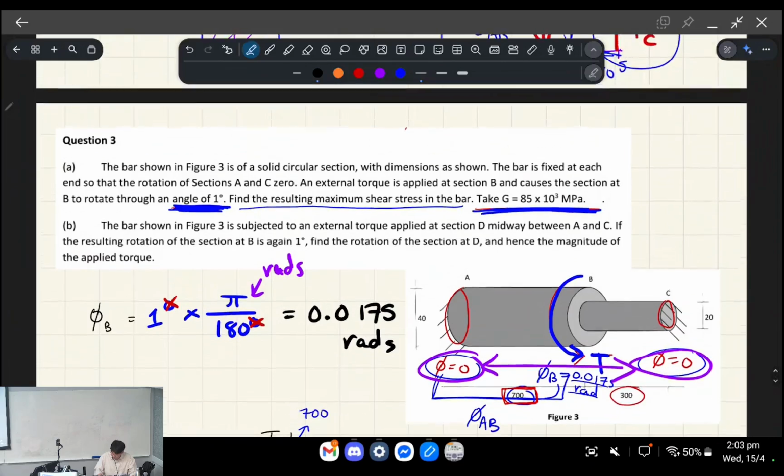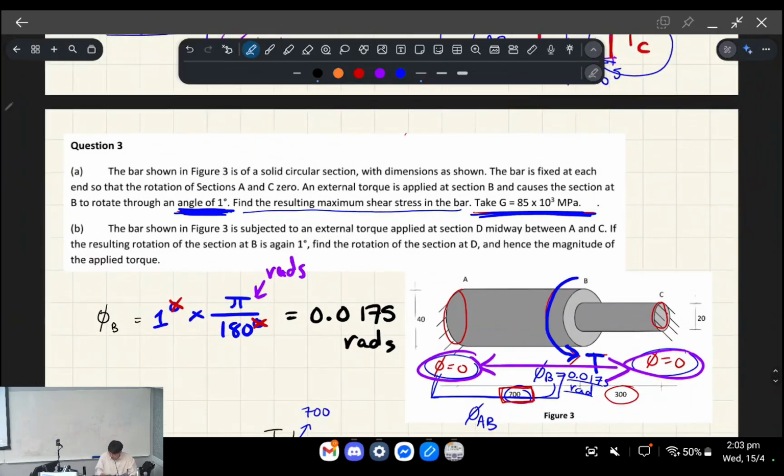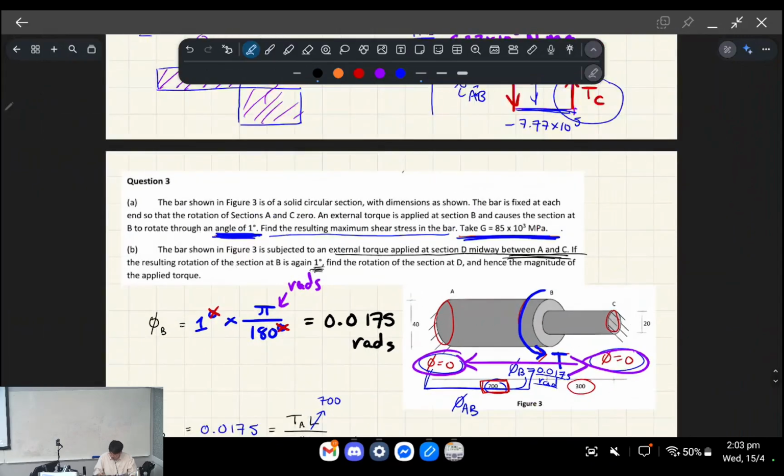Okay, so the other part, which I haven't actually got the solutions prepared for, is saying that this bar is subject to an external torque applied at D, which is midway between A and C, okay? The resulting rotation of the section at B is again 1 degree. Find the rotation of the section at D and hence the magnitude of the applied torque.